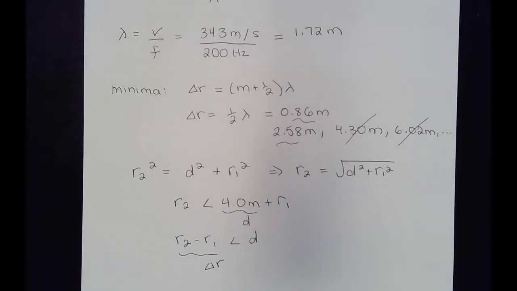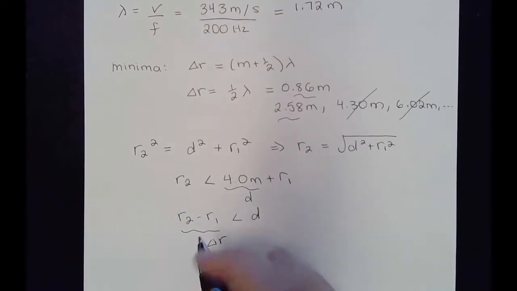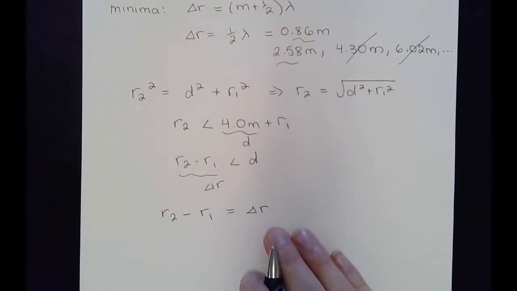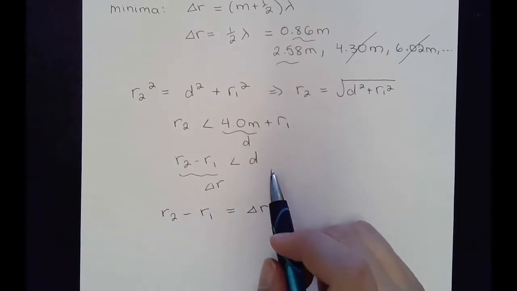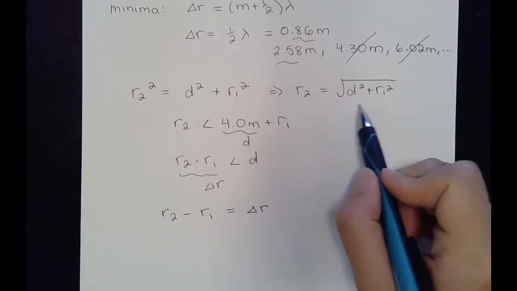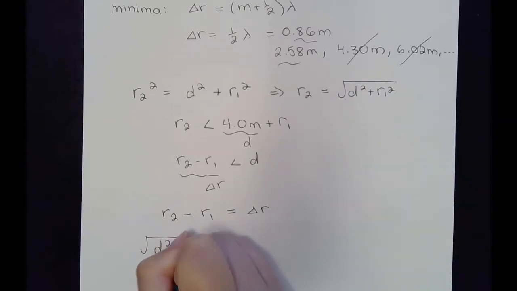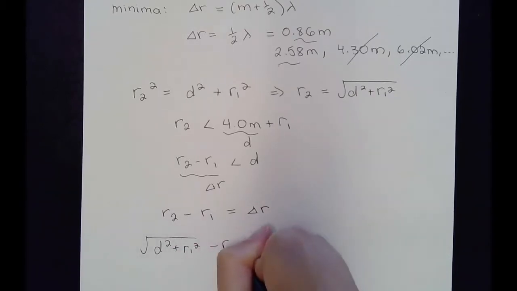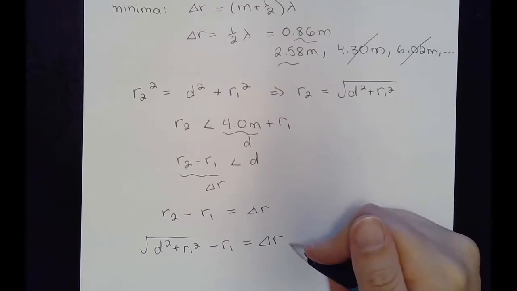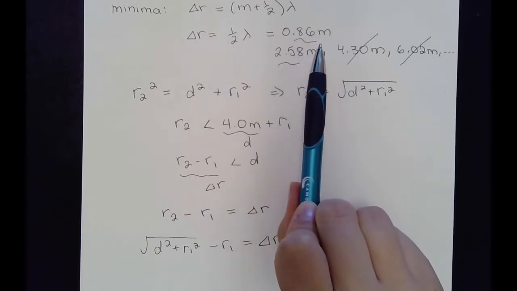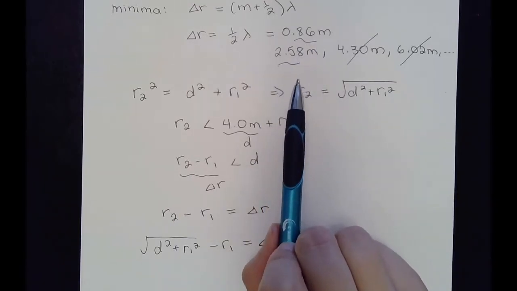Now let's take that and go back to our path difference formula. So r2 minus r1 equals delta r. I want to plug in so that this is just an equation in terms of r1. So let's plug in here for r2. We'll have the root of d squared plus r1 squared, minus r1, equals delta r. That's really it. What I'm going to do is solve for r1 here. Then we'll get two answers, one when we plug in delta r is 0.86 meters, and one when we put in 2.58 meters.